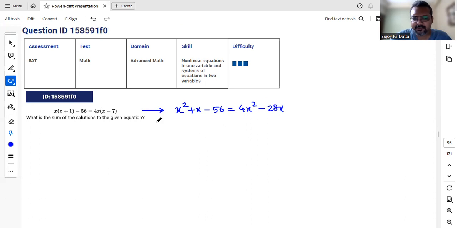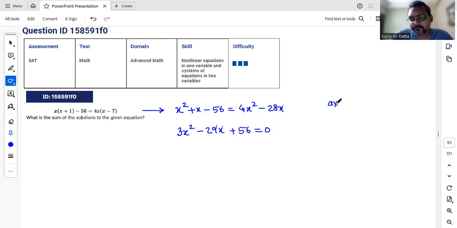Get all the x's, x squares and everything, to one side and form a quadratic, right? Basically, get everything to one side, like a quadratic equation. So when x squared goes to the right, it's 4x squared minus x squared, so 3x squared. When x goes to the right, it's minus x. So it would be minus 29x plus 56 equal to 0.